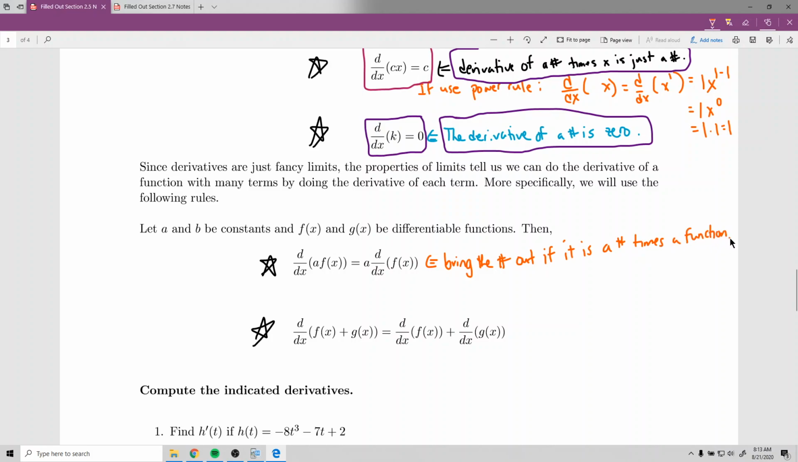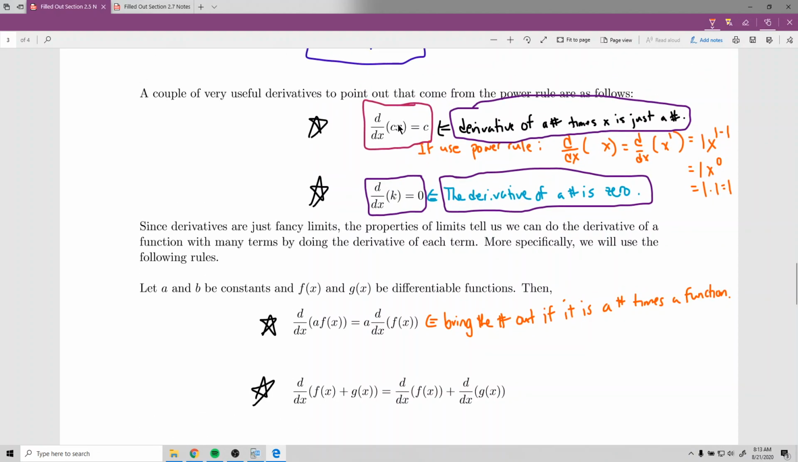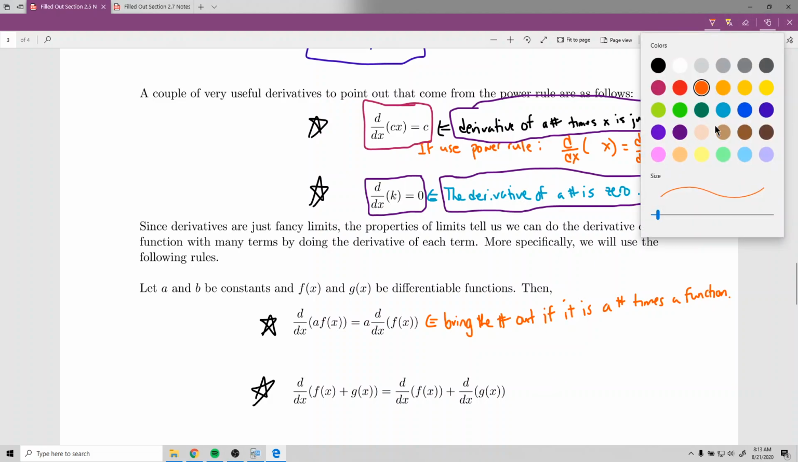Right. So if you have, like I said up here, with the c times x, what I really did here was I could bring the c outside. So I would get c times the derivative of just x, which is 1. And that's why the final answer was c, because it came from c times 1. We'll see how to use this and the next one in the next few problems to practice.